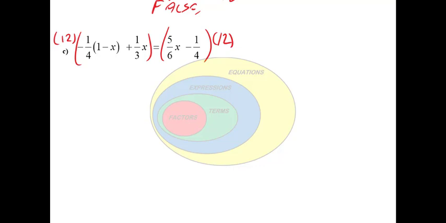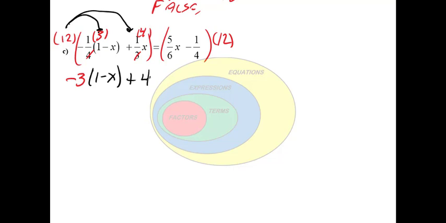When I distribute to both terms, so this first term, if I distribute, I only have negative 1/4 times 12, so I can cancel the 12, leaving a 3. This would end up being a negative 3, and then that would be times 1 minus x. When I distribute the 12 to the 1/3 x, the 3 will cancel, leaving a factor of 4. So this term would be a positive 4x.